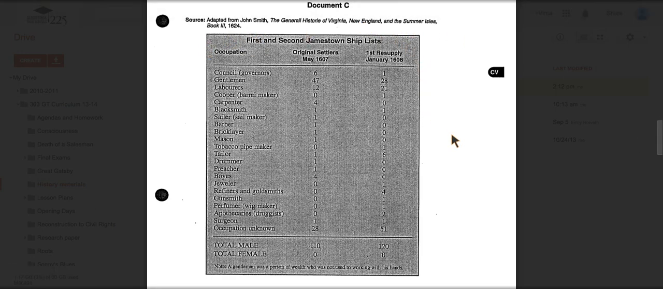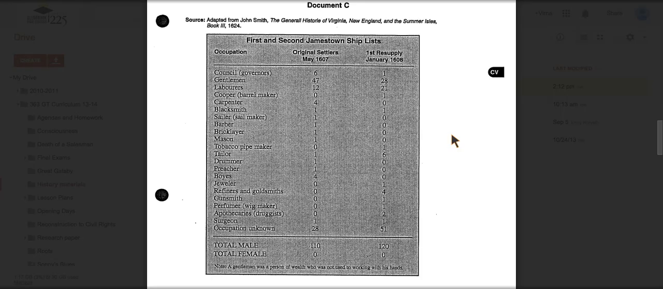So then after I know that it's a primary source written by John Smith, someone who actually saved the Jamestown colony, I might say, oh, he's pretty knowledgeable. And here he has made a list of the first original settlers in May 1607, and then the second resupply of settlers in January 1608.